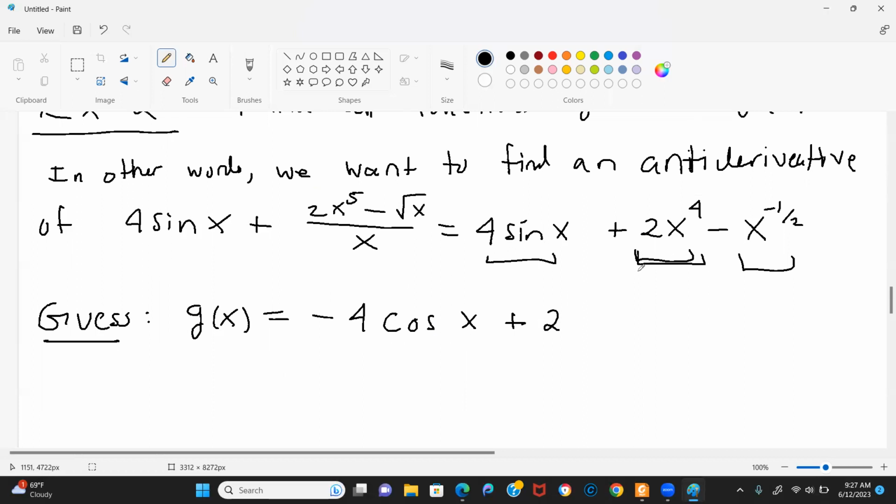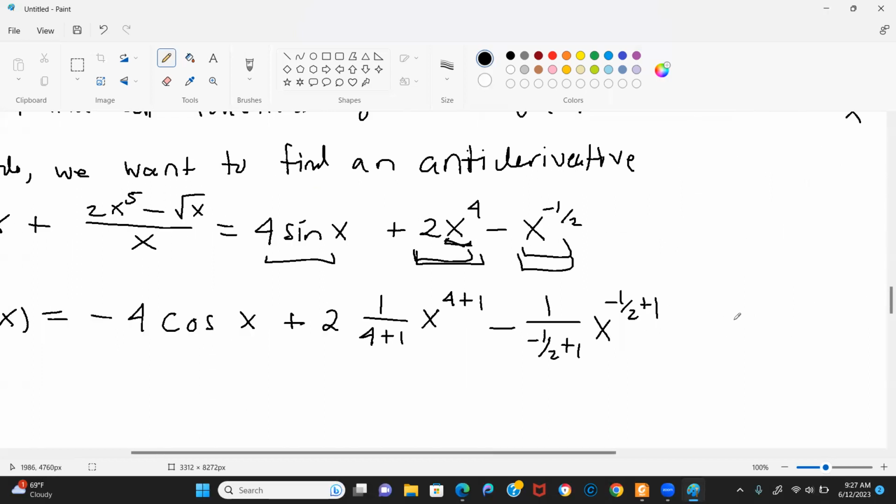All right, now I need to worry about this. Just pull the constant out. I don't care about the constant, and just anti-differentiate x to the fourth. According to the rule, it's going to be 1 over the power plus 1 times x to the power plus 1. And the same thing for this piece right here. And always add your constant in, and then you'll have the most general antiderivative.